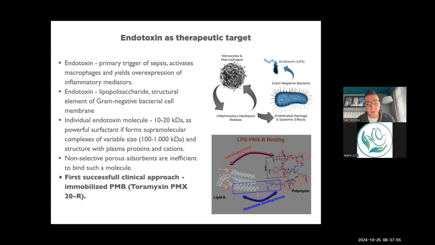And the first successful clinical approach to remove endotoxin in sepsis was built differently. It has a surface-immobilized polymyxin B molecule, which forms very powerful, very strong complexes with endotoxin, thus destroying these supramolecular vesicles and removing it from the bloodstream via immobilization.